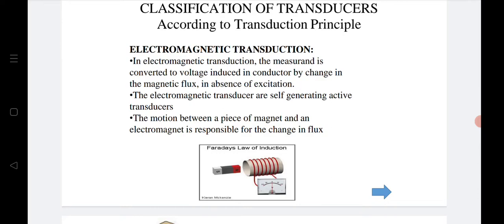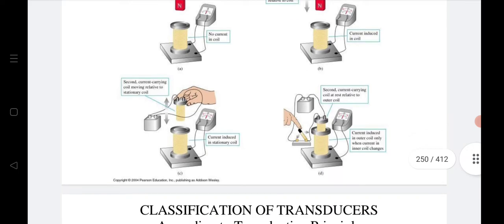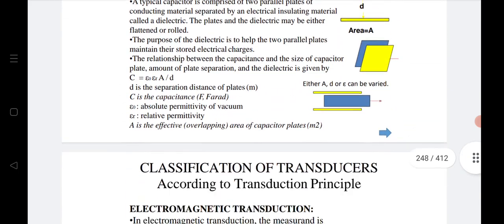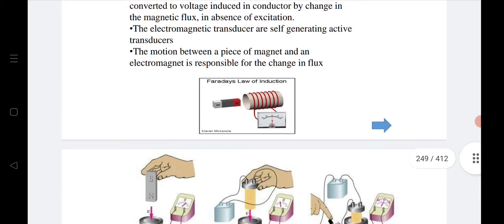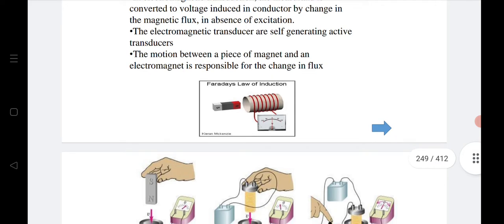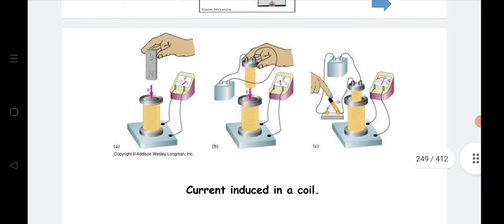The motion between a magnet and an electromagnet is responsible for the change in the flux. So electromagnetic transduction follows the change in the voltage induced in the conductor by changing the magnetic flux. Whenever the magnetic flux changes, there will be a change in the voltage induced in the conductor.